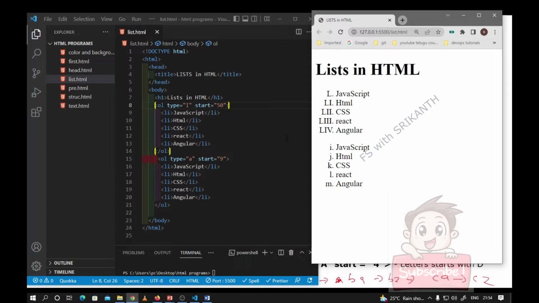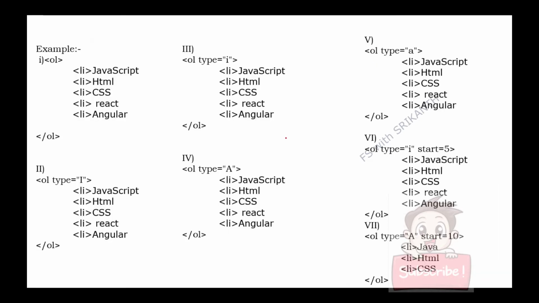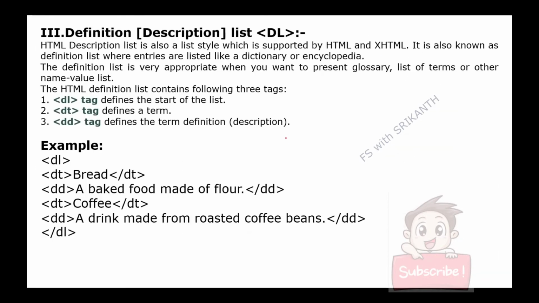In the real world also we use this ordered list. The third list type is the definition list. Just observe, the definition list means, if you want to place a term and its definition on a web page, right?